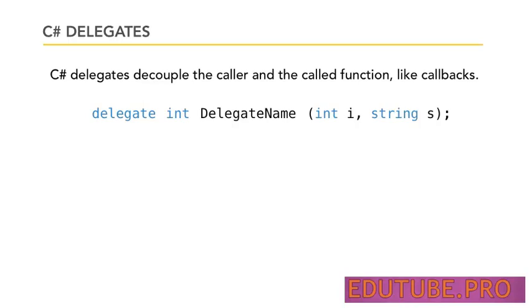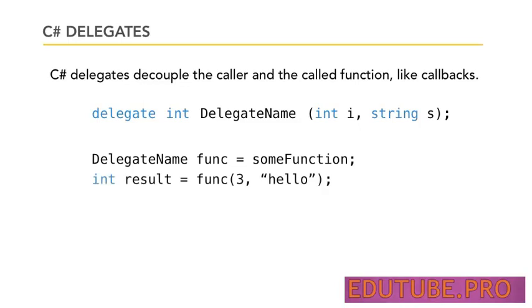And then you have to provide any parameters that the delegate is going to handle. In this case, I'm declaring a delegate that returns an integer and takes two parameters, an integer and a string. Then when I want to use the delegate, I use it like any other kind of type name. So in this case, I'm declaring a variable named func, which is of type delegate name, and I'm assigning it to be some function. As long as I declare some function to be the same format as the delegate that I've declared above, I can switch that function in and out as much as I like. Then I just call the function like I would any other function.